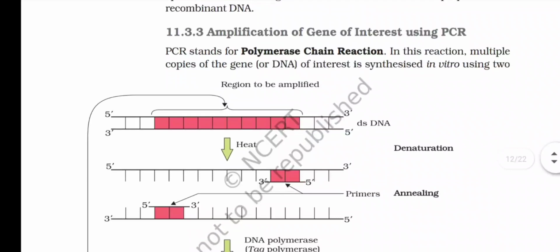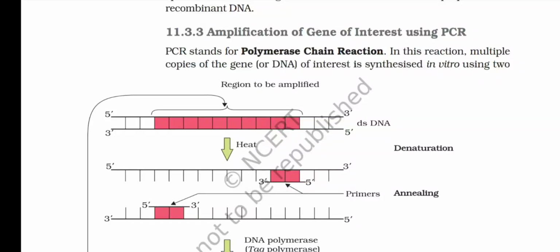So amplification of the gene of interest using PCR. See why we need amplification? Because the process is gonna fail. We have no surety on such a micro level. So we're gonna make sure we make enough copies so that we would have strong data to back up our results. Okay, PCR stands for polymerase chain reaction.